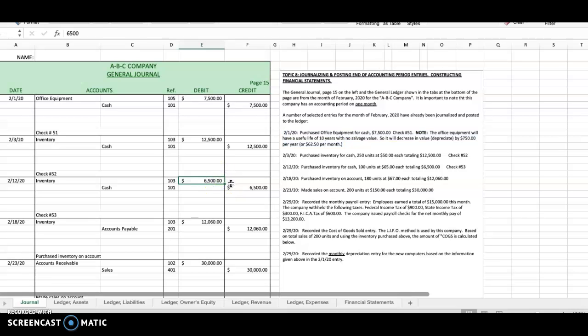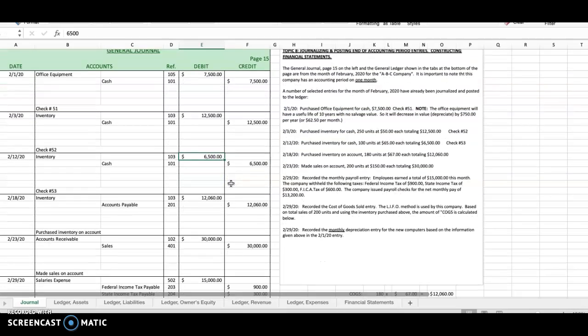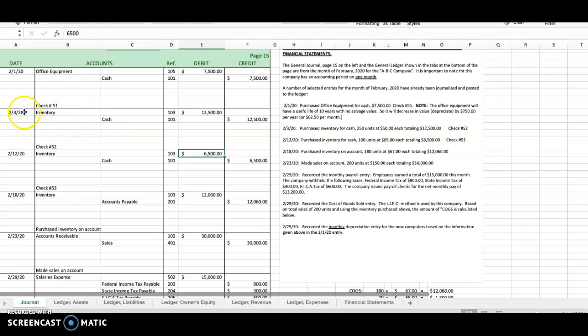Then we have three instances where the company bought inventory. On the 3rd of February, we bought inventory for cash. On the 12th, again, more inventory for cash. And on the 18th, more inventory. This time we charged it, so we credit accounts payable. And if you look on the right, each time we did this, the inventory went up a little bit in cost to us. So it costs us a little bit more each time. And that will come into play in a minute. And that's what we talked about in topic 7, if you remember.